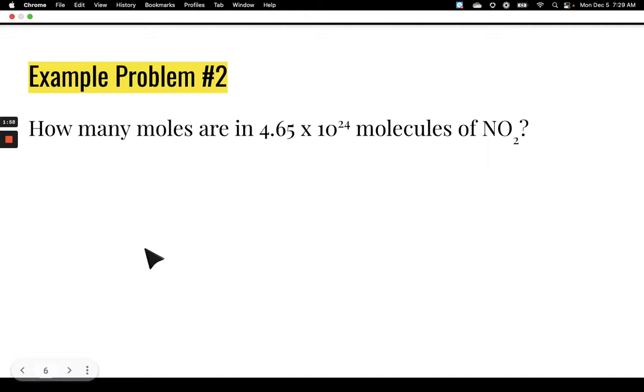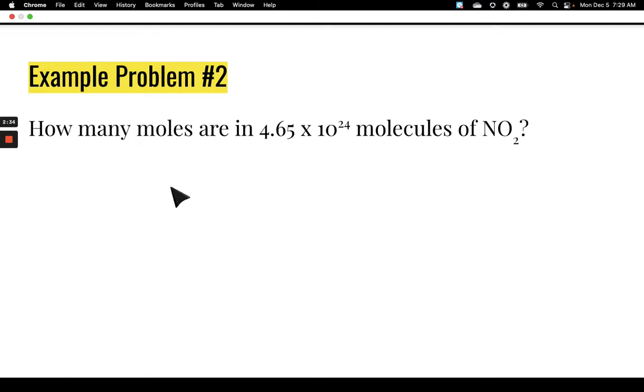All right, here's example problem number 2. How many moles are in 4.65 times 10 to the 24th molecules of NO2? Now, again, let's find our given. It's this, 4.65 times 10 to the 24th molecules, and we're going to try to find moles. Notice this is a very big number. Molecules tend to be a very big number. Moles tend to be a much smaller number because we're trying to group things. Just like 12 eggs is a larger number than 1 dozen. Same thing, this many molecules should be a smaller number of moles because we've grouped them.